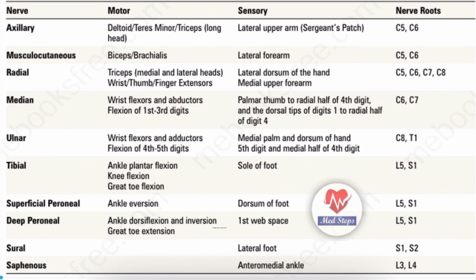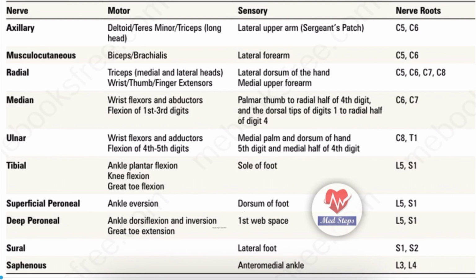Then the final thing: the cords divide into branches. These are the main branches, that is, the nerves. The branches we can see are the musculocutaneous nerve, axillary nerve, radial nerve, median nerve and ulnar nerve.